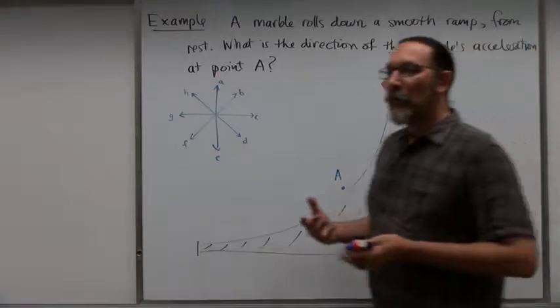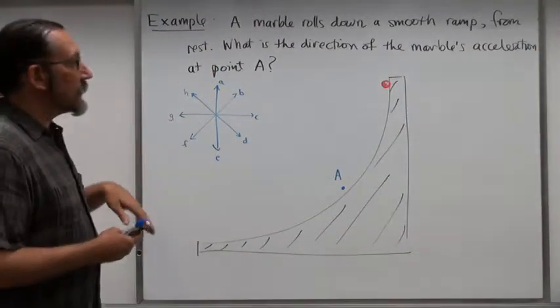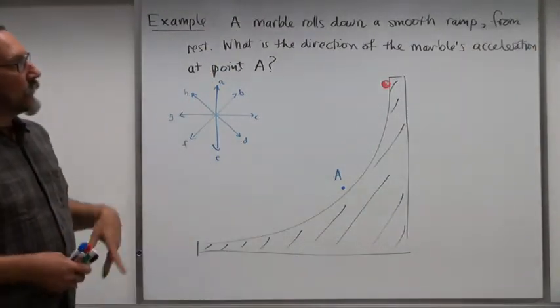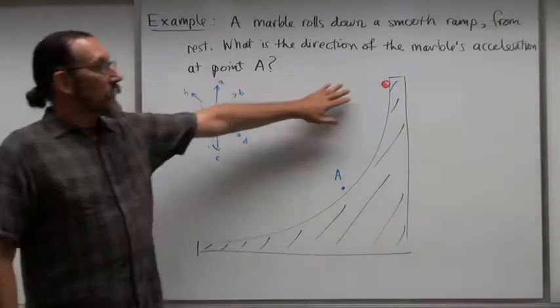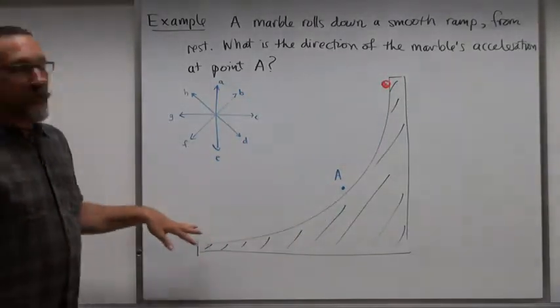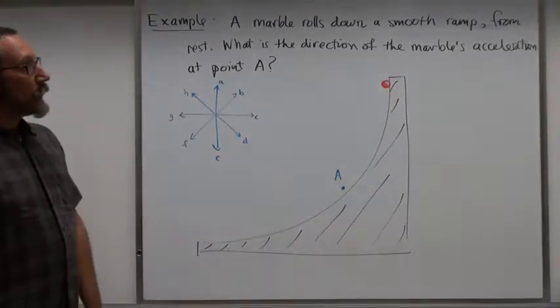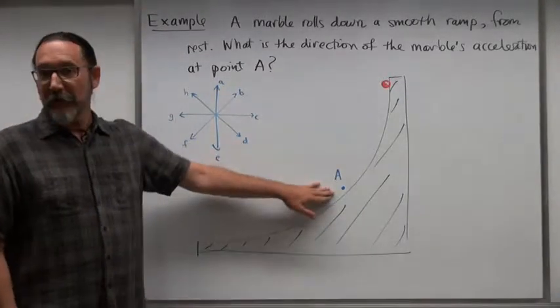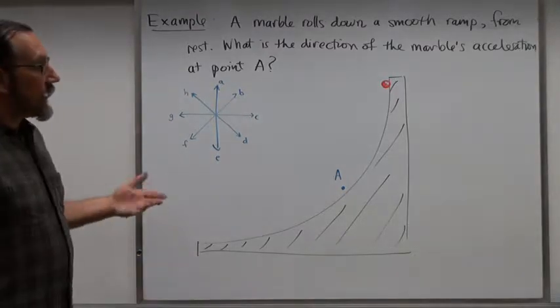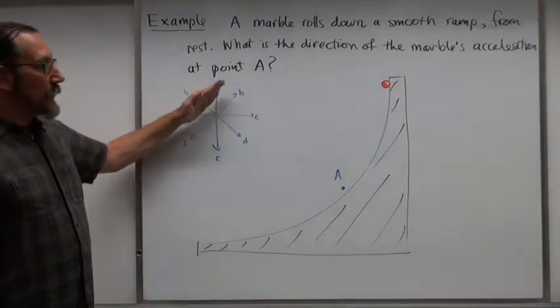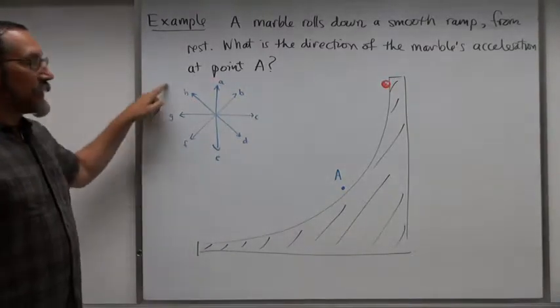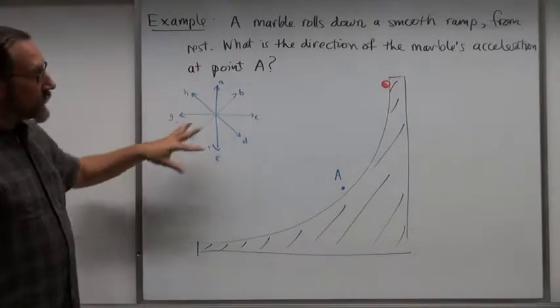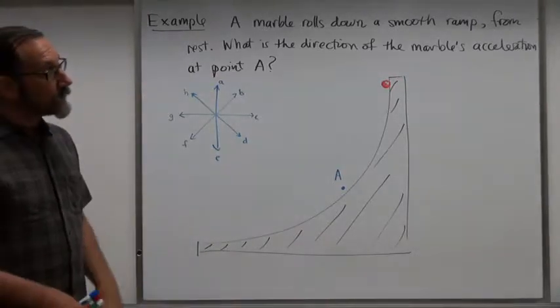So let's apply what we know about finding acceleration directions on curved motion to this example. A marble rolls down a smooth ramp, it's got this shape, and we want to know what direction the marble's acceleration is when it passes through point A on the ramp. And the answer is going to be it's in direction A, or B, or C, or D, or E, F, G, or H. Right? So these are the directions you have to choose from.